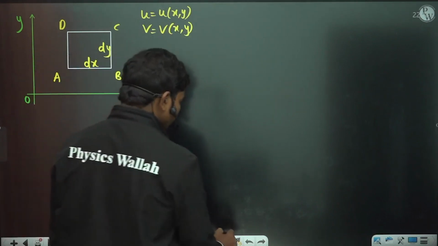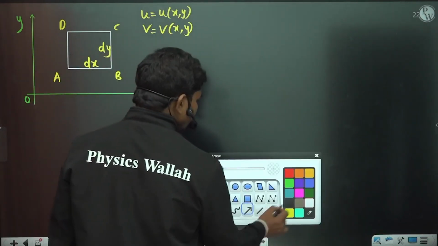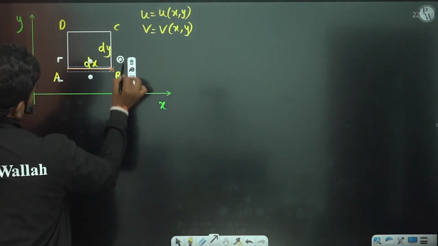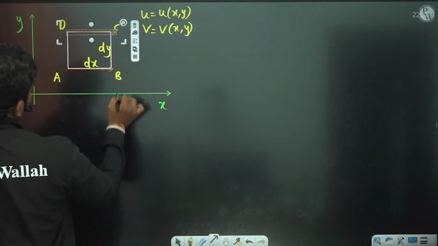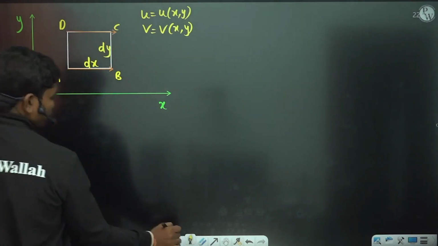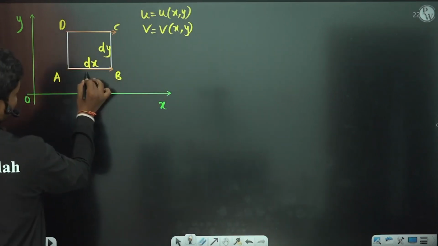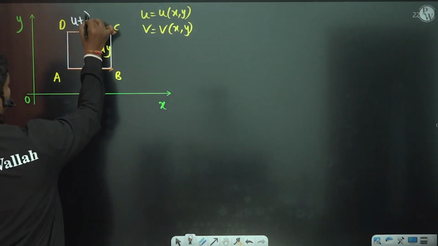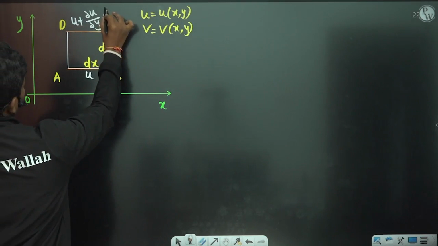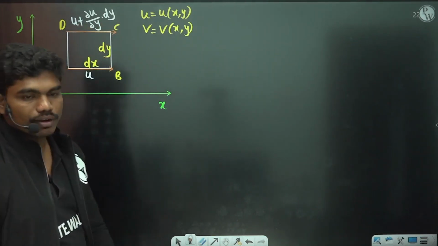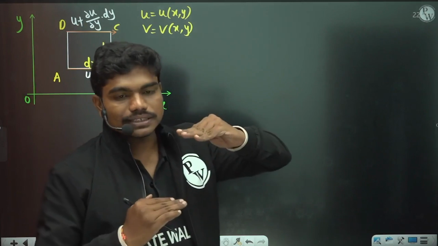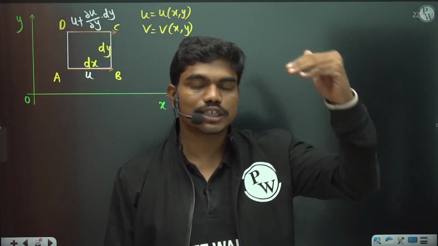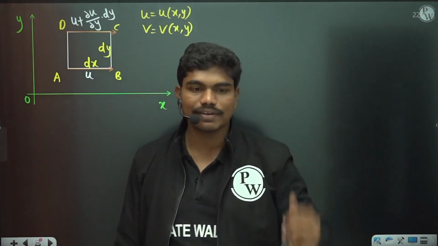Now let us suppose this layer is moving with a velocity u, then the velocity of this layer is given by some other value. If the velocity of layer AB is u, the velocity at a height of dy is given by u plus dou u by dou y into dy, correct? Because u depends on y, and the two layers are separated by a gap of dy, if the bottom layer velocity is u, then the top layer velocity is u plus dou u by dou y into dy.